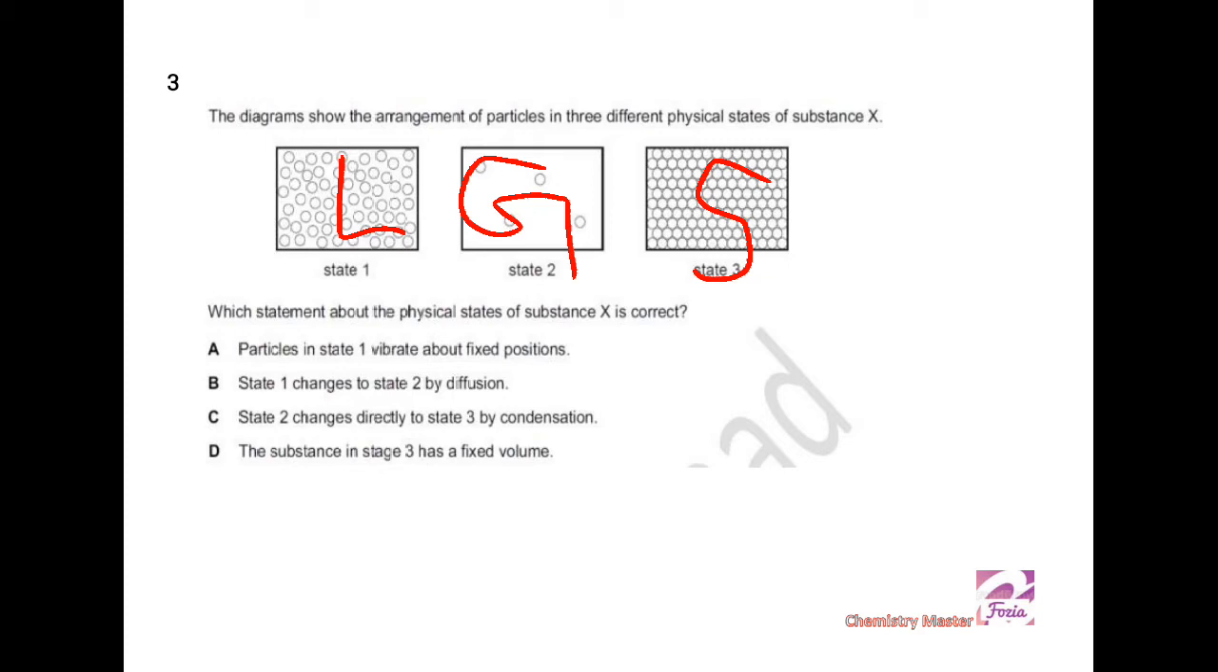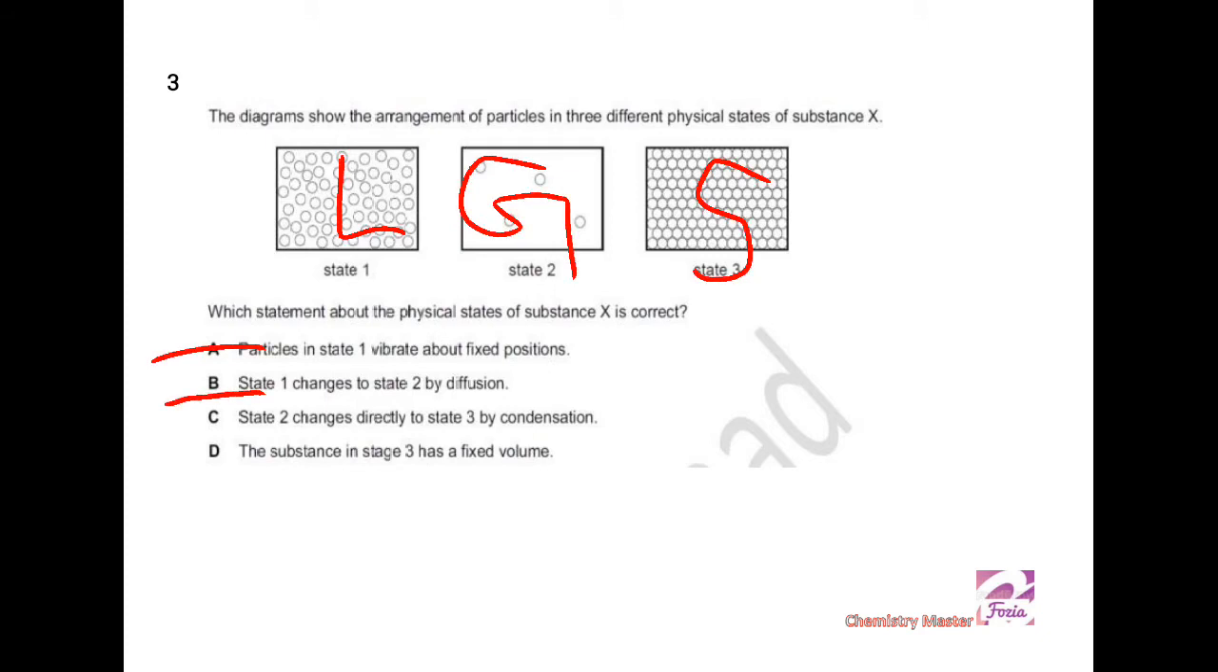Now you have to apply the interconversion of physical states, solid, liquid, and gas. A: particles in state 1 vibrate about fixed positions. Is it so? Particles in a liquid not only vibrate, they move and slide here and there. So A is omitted. B: state 1 changes to state 2 by diffusion. No, when a liquid is boiled, it is converted into the gaseous state, not by diffusion.